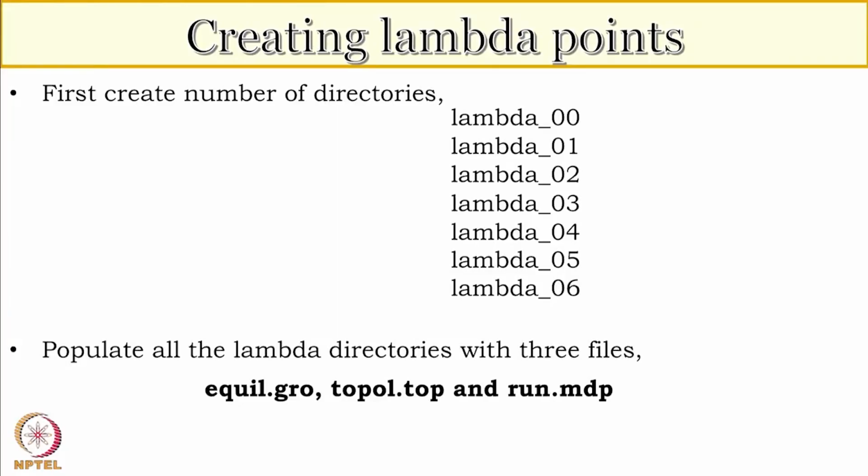Right. So once you have the equilibrated configuration, you can start your calculation at each lambda point separately. You don't need a file from lambda 05 for 06. Okay.